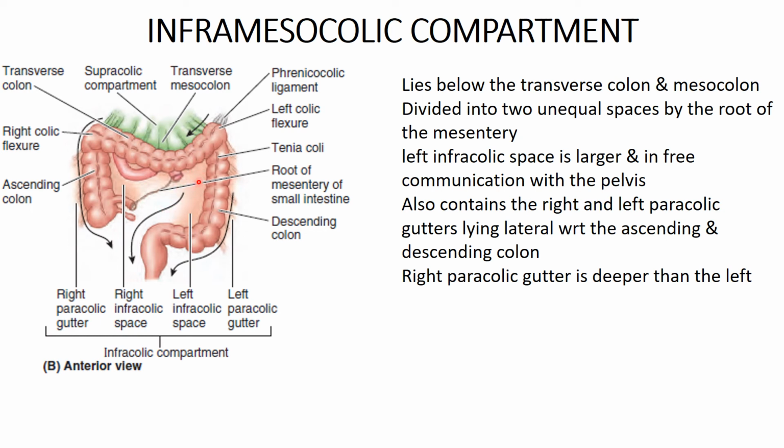So because of that, the left infracolic space is larger and it is also in free communication with the pelvis below. It also includes the right paracolic gutter, which is lying lateral to the ascending colon, and the left paracolic gutter, which is lying lateral to the descending colon. Now the space in relation to the ascending colon, which is the right paracolic gutter, is deeper.